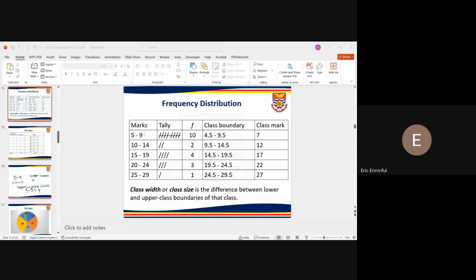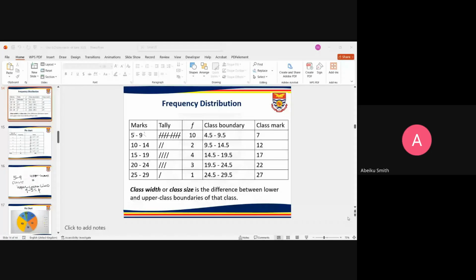Hello, sir. Can I come in? Yeah, I get you. Can we settle on that so that we move on? Yes. Okay, so the class width is the same as the class size, right?